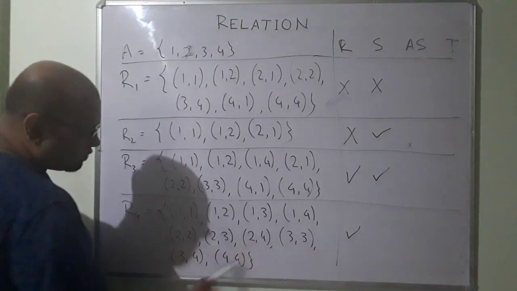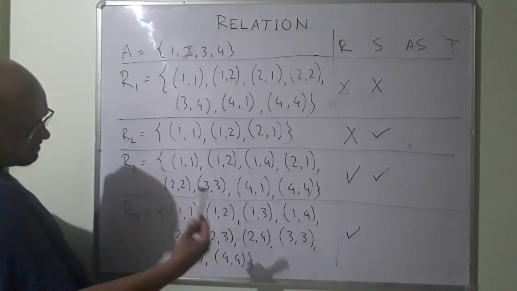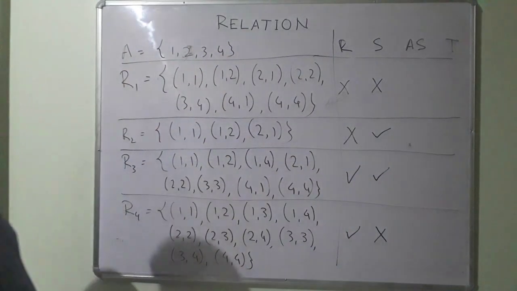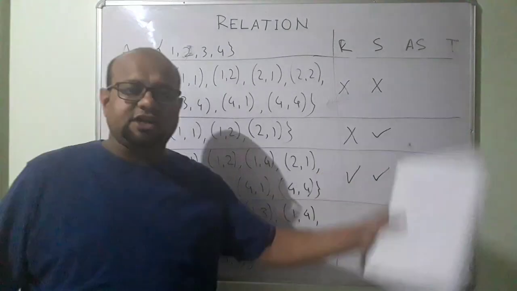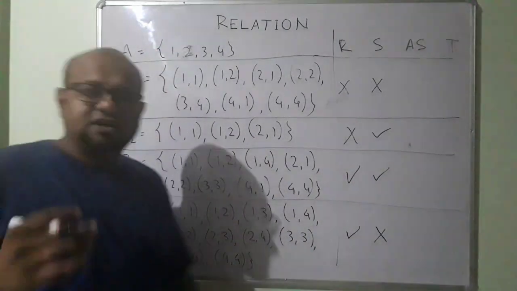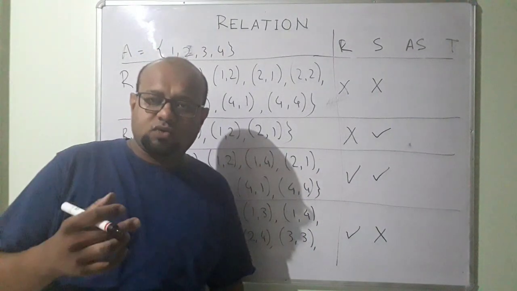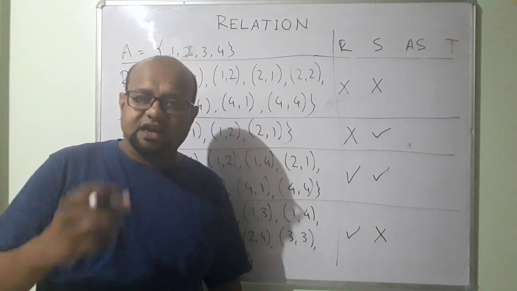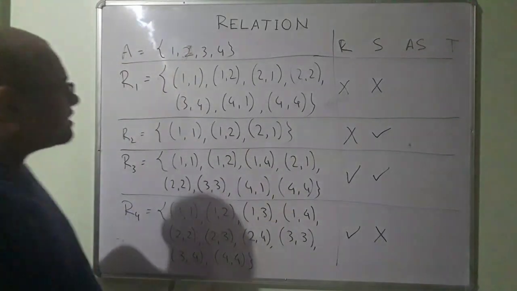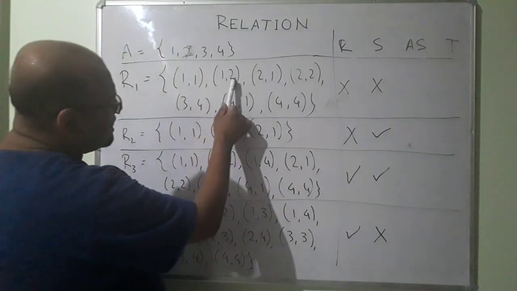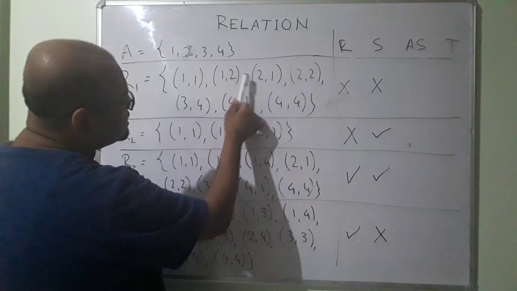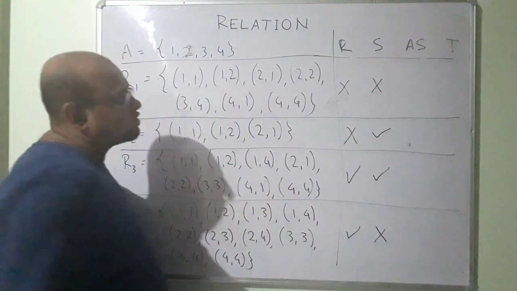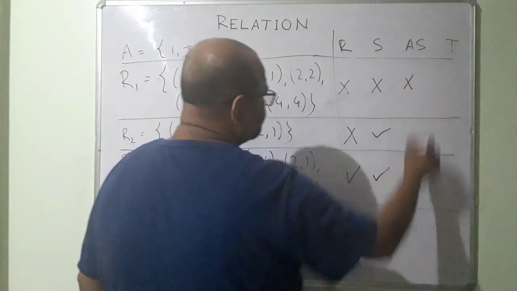Let us see in this. 1 2 is there, 2 1 is not there. Okay, so this is definitely not symmetric. Next, let us try to find whether these are asymmetric. Asymmetric means, if AB is there and BA is there, then A must be equal to B. But let us see here. AB is there and BA is there. 1 2 is there and 2 1 is there. But is 1 equal to 2? No. So this is not asymmetric.